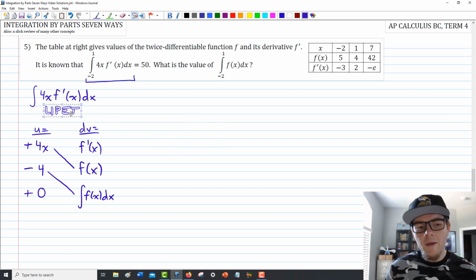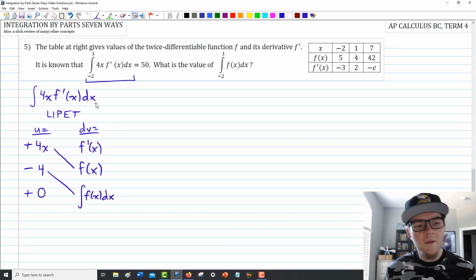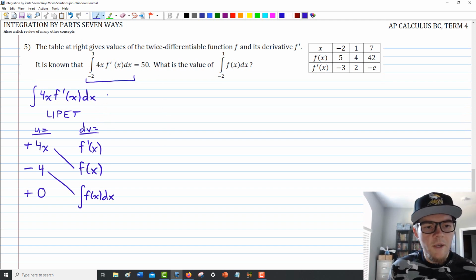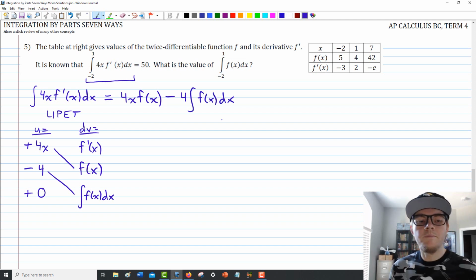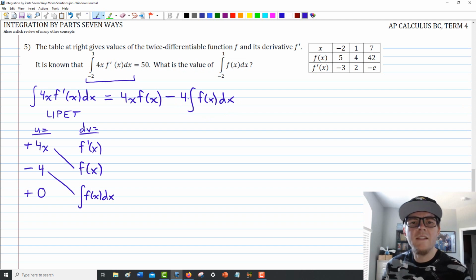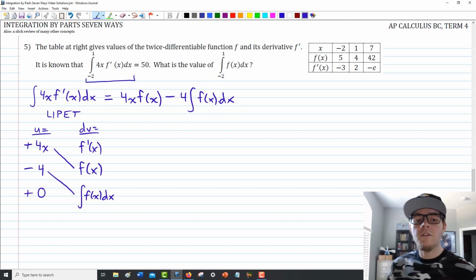Okay, I'm not going to LIPET. I'm having trouble placing it. There we go. So given this information, based on what we've just done, it looks like our expression here is going to be 4x f of x, and then minus 4 times the integral of f of x dx. So that is our indefinite integral expression.